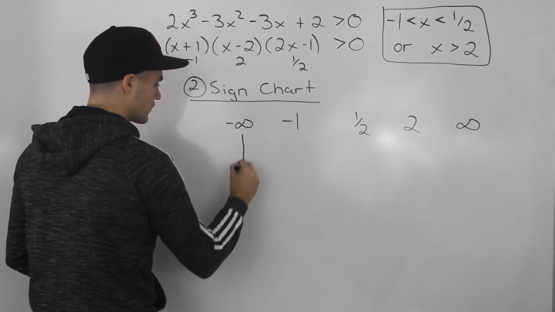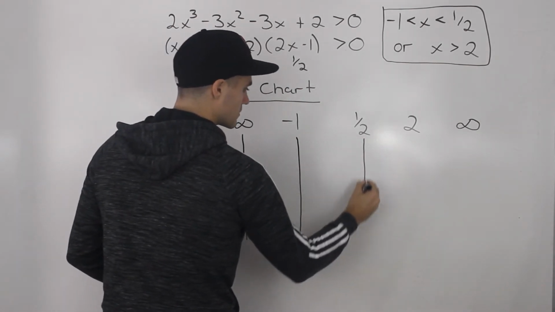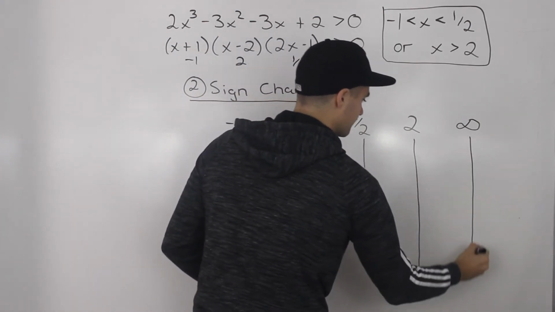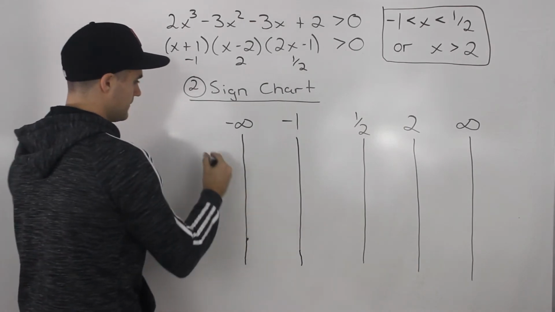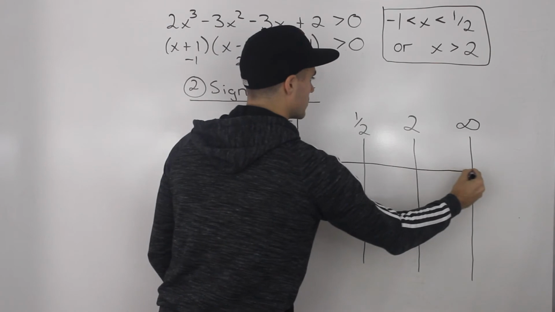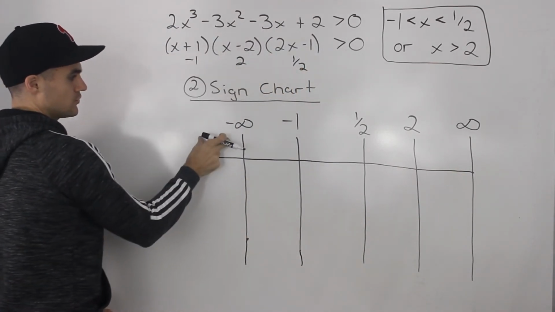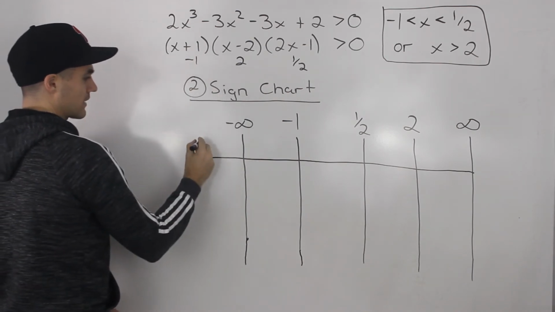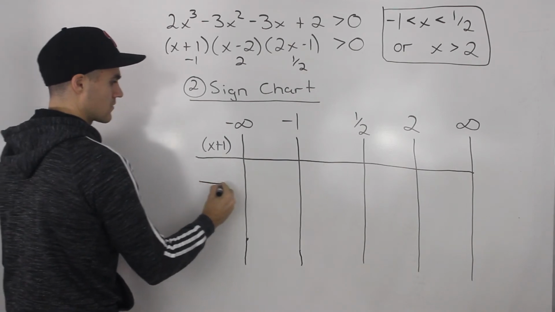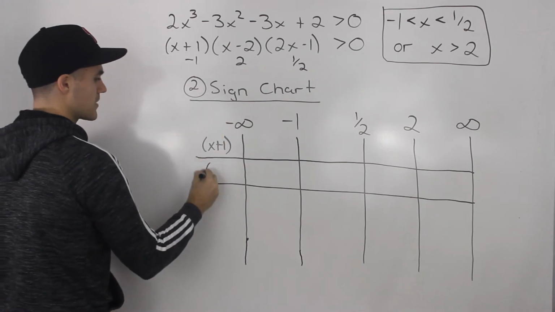So what you do for these is now you just draw columns for each of them. And then once you have the columns done, you want to draw the rows, and the rows are going to depend on the factors here. So all you're going to do in each row is write the actual factors. So the first factor is x plus 1. The next row here, we'll write the factor x minus 2.